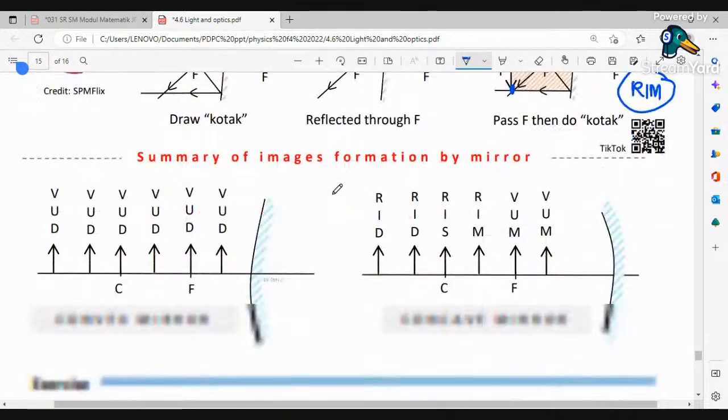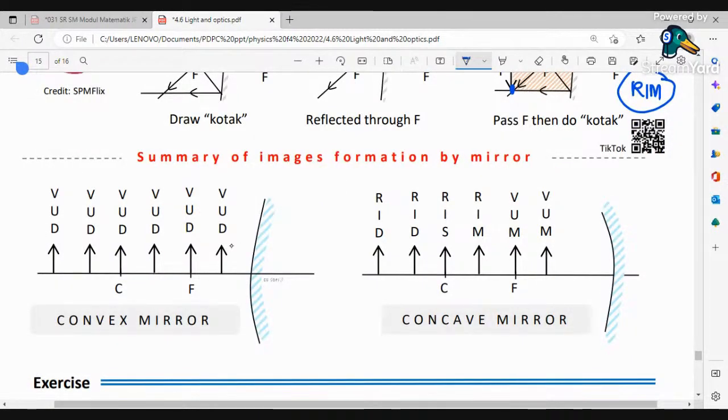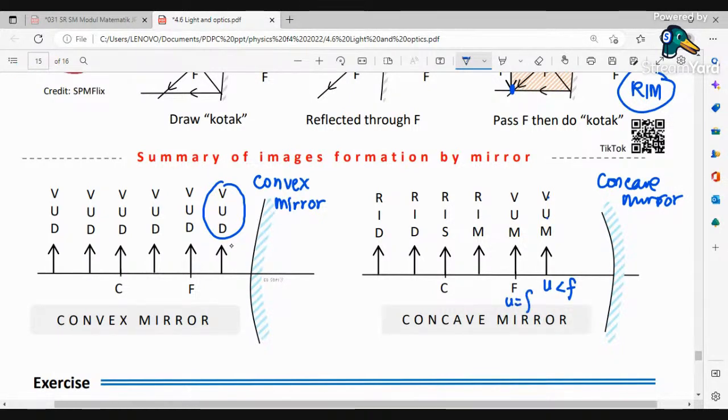Okay, this is a summary of image formation for mirrors. For convex, it is just the opposite of lenses. So you only need to remember that for convex, it is always virtual, upright, diminished. For concave, it depends on U. If you put the object at U less than F, you get virtual, upright, magnified. U equals F, you get virtual, upright, magnified.